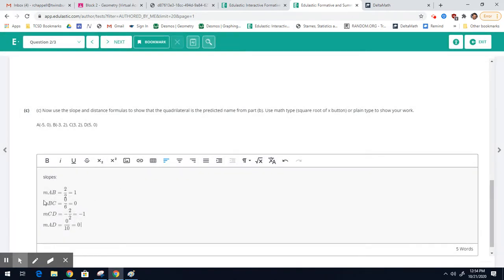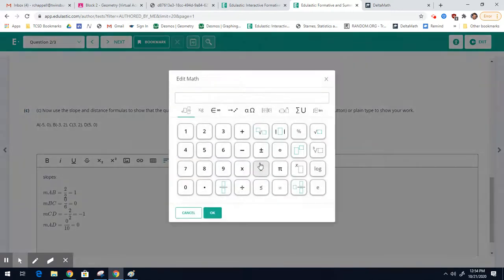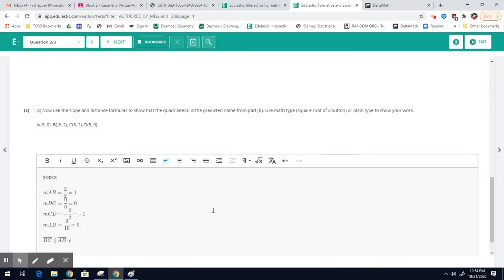And if you look, BC and AD have the same slope. So that means that segment BC is parallel to segment AD. This has one pair of parallel sides. Okay, so right now it's a trapezoid for sure.